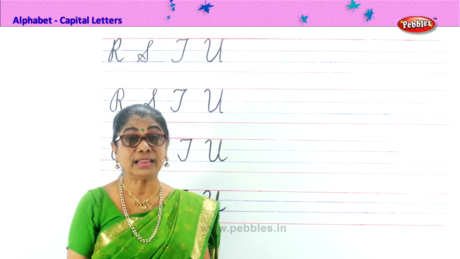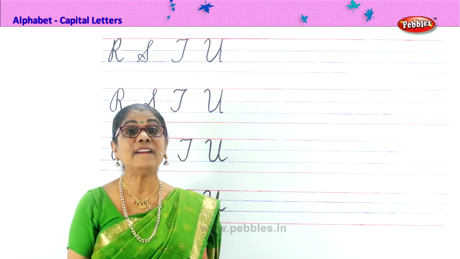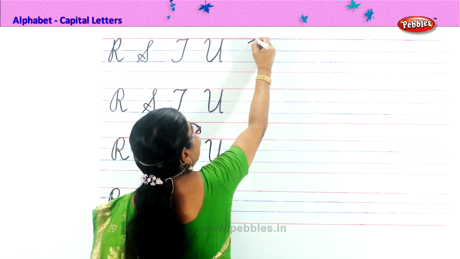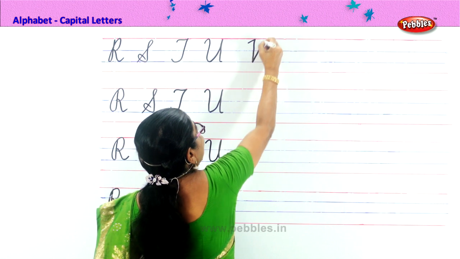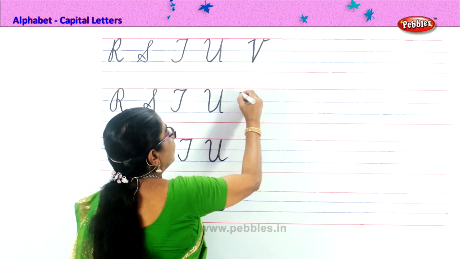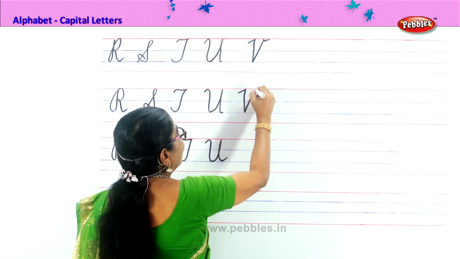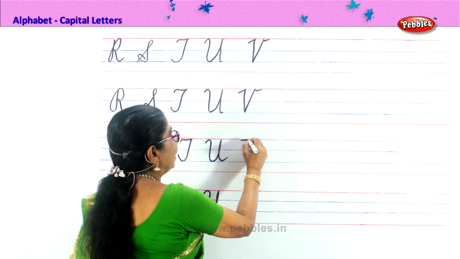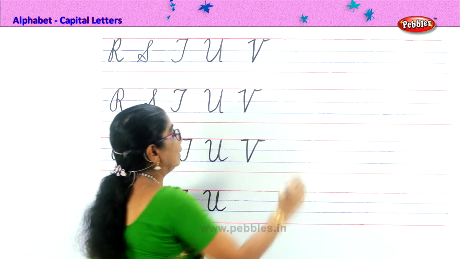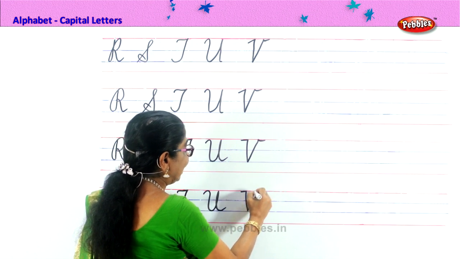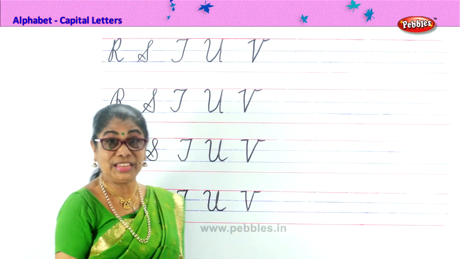Next is V. Letter V again stands on the three lines. What is the sound? V. V, you have to begin to write with a straight line. Comes down. V. Letter V. Look, you begin down, up. That is letter V. Look. 1, 2, and 3. Letter V.